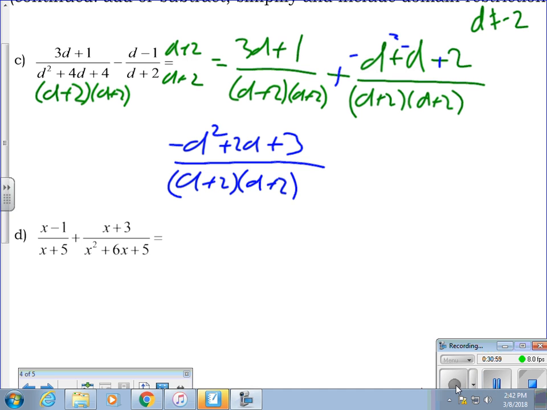And to factor, what I would do is I would pull out a negative first, change all the signs, and then it is factorable. It would be negative 1 times D plus 1, D minus 3. But those wouldn't cancel anyway, so why bother? Okay. And what you want to do is you want to look at this last term. Is 2 a factor of 3? No. It's not factorable. Or it's not reducible, I should say.